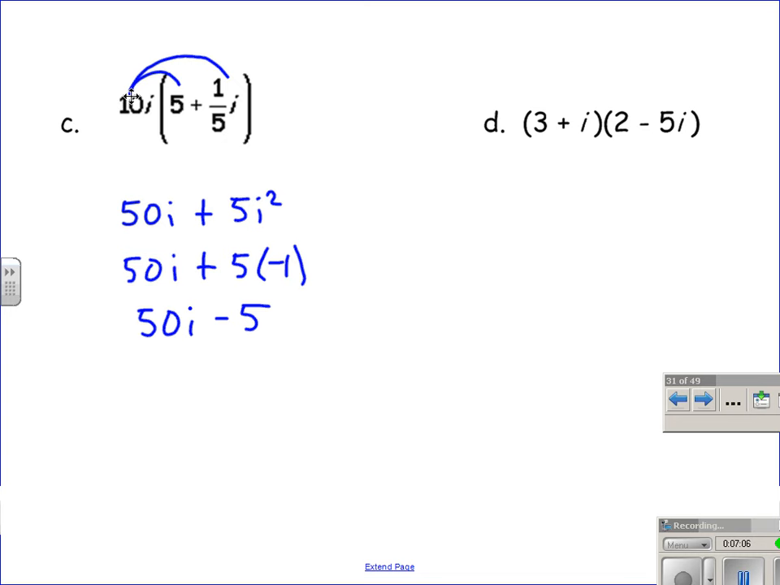Let's go back and rework this problem. This right here should actually be 2, because 10 times 1/5 is 2, not 50. So we've got 2 times -1, so that should be minus 2.